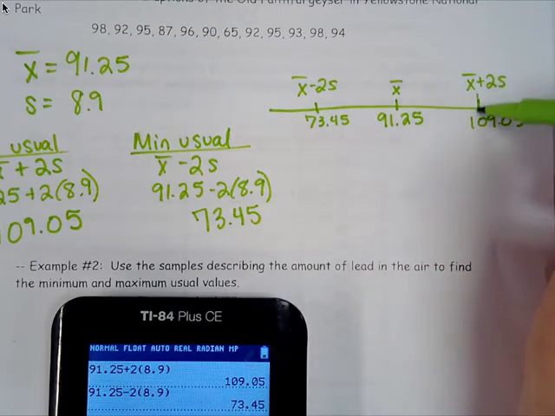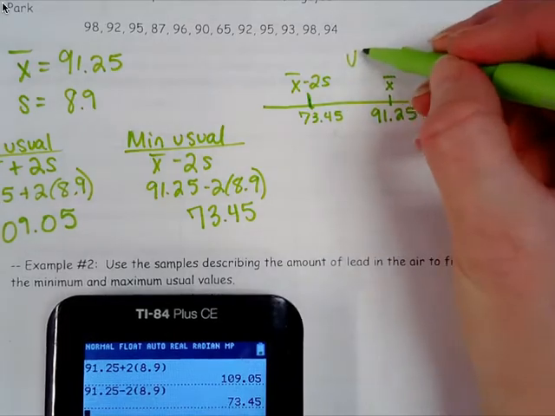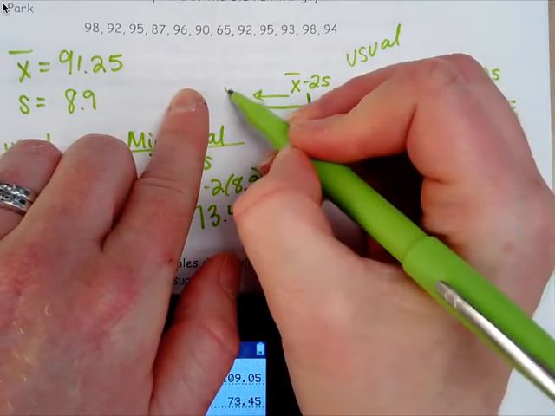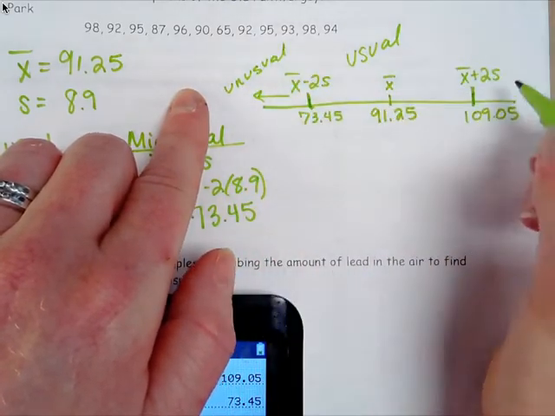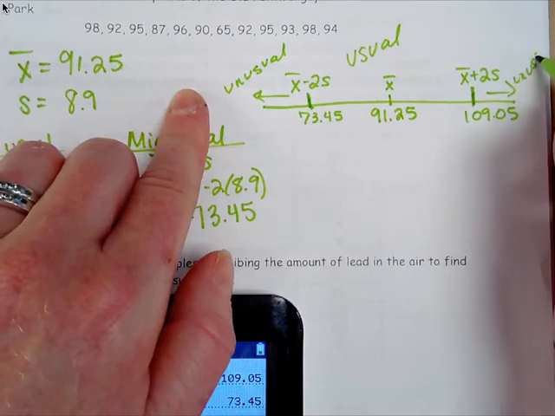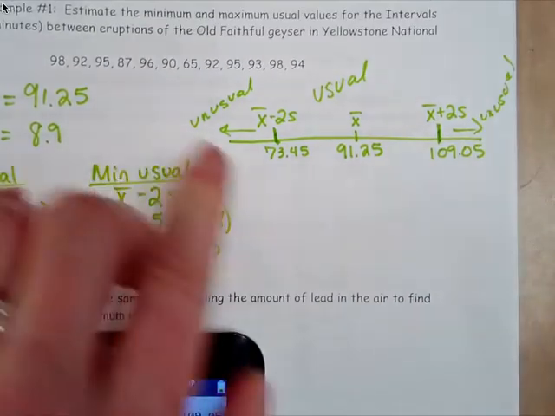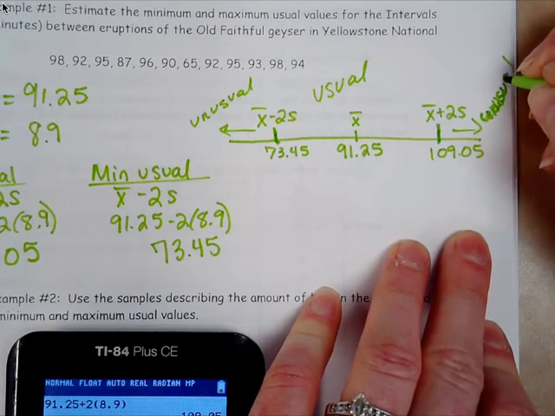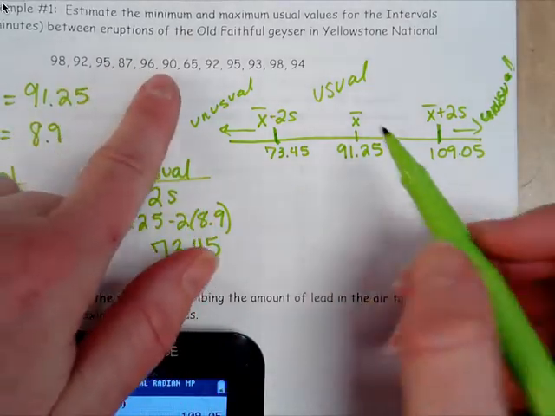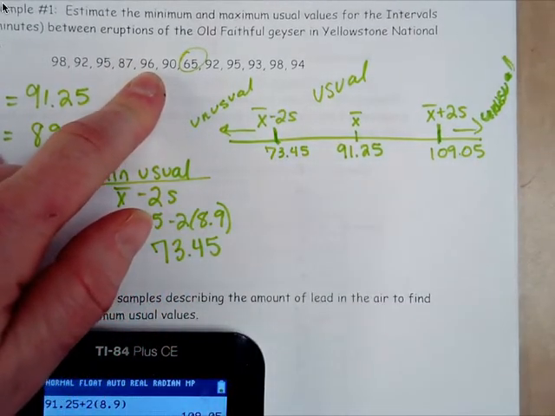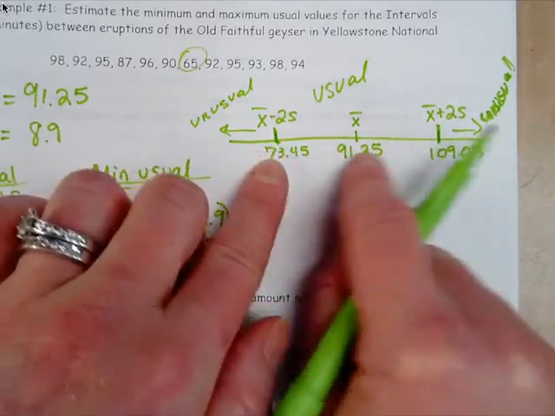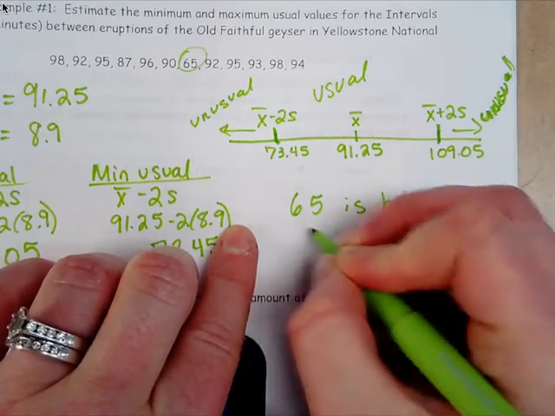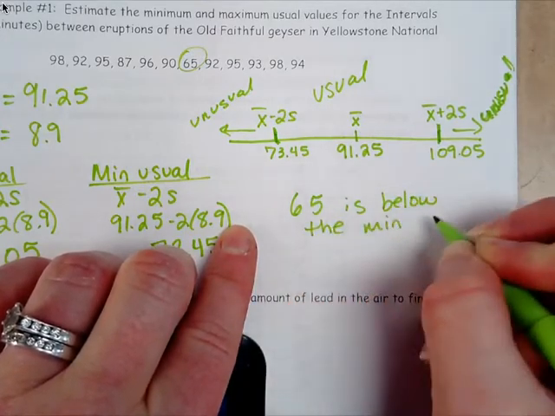So anything between here is usual. Anything outside, everything over here is unusual. Same thing over here, unusual. So basically it's an outlier if it's outside. That's terrible handwriting right there. Okay, so our value of 65, that falls outside of our usual values. So 65 is below the minimum usual.